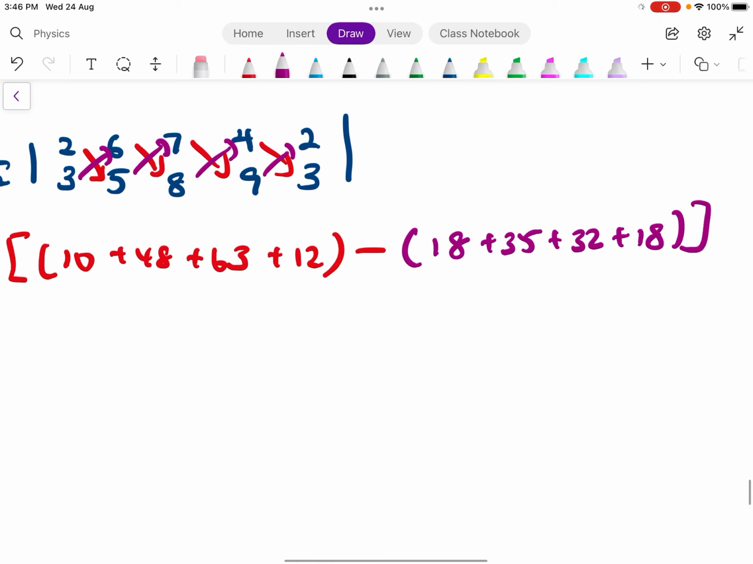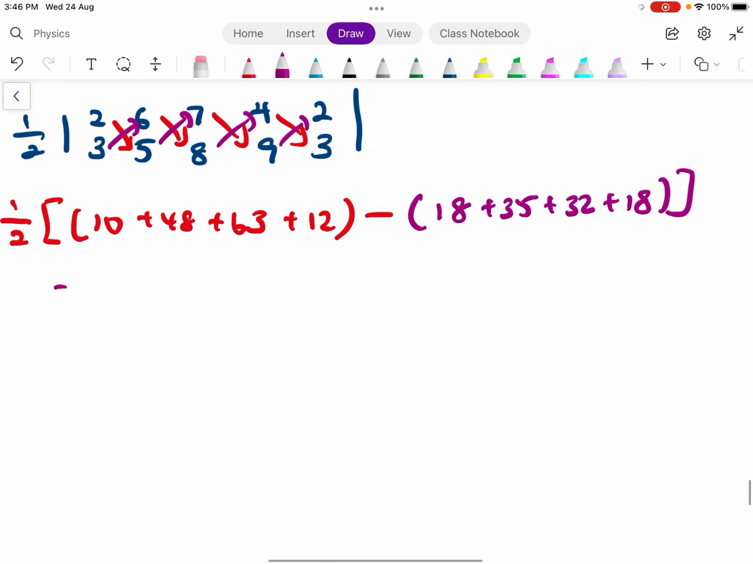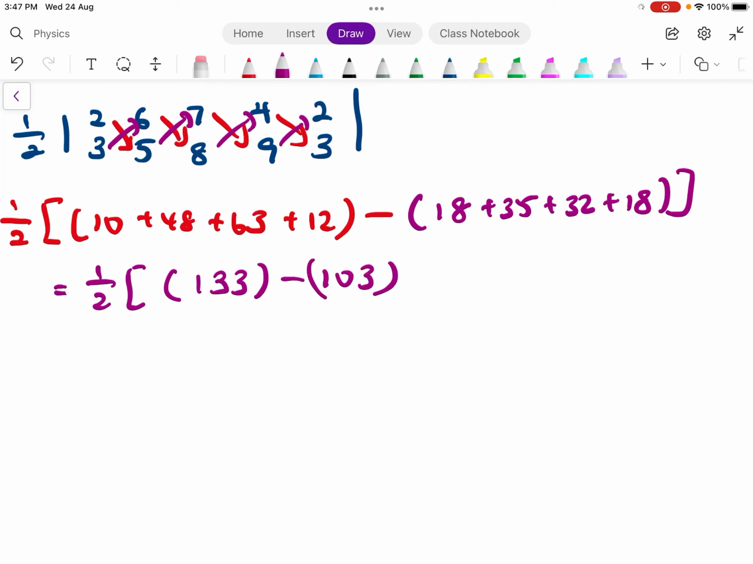Okay, let's hope I get a positive number. So it's equal to half, put a square bracket, round bracket 10 plus 48 plus 63 plus 12, around 133. And put a round bracket minus of 18 plus 35 plus 32 plus 18. So it's equal to 103. Okay, so it's quite good. So half times 30, 15 units square. So the area of the trapezium is 15 units square.